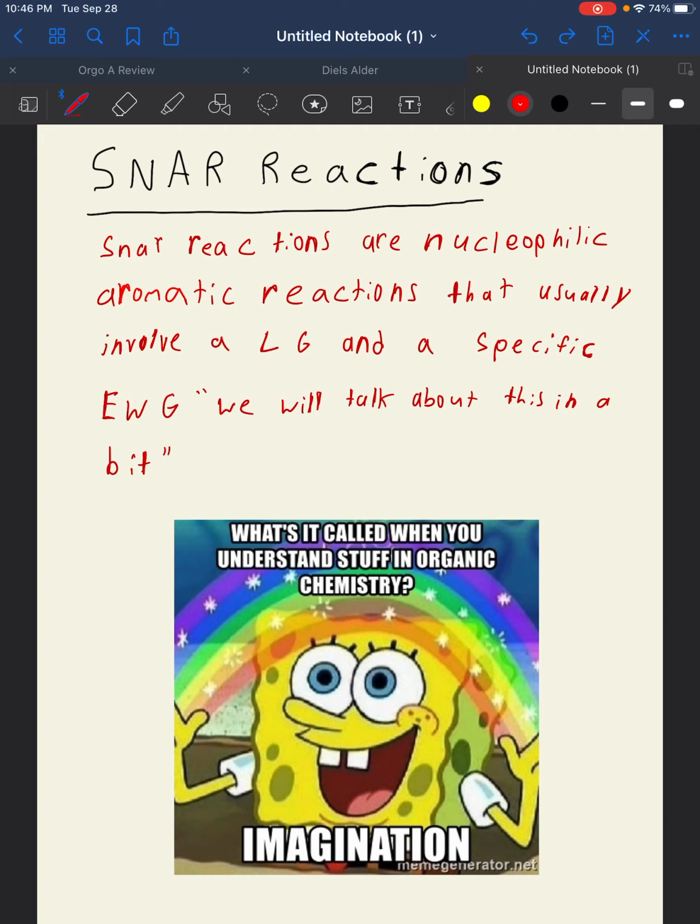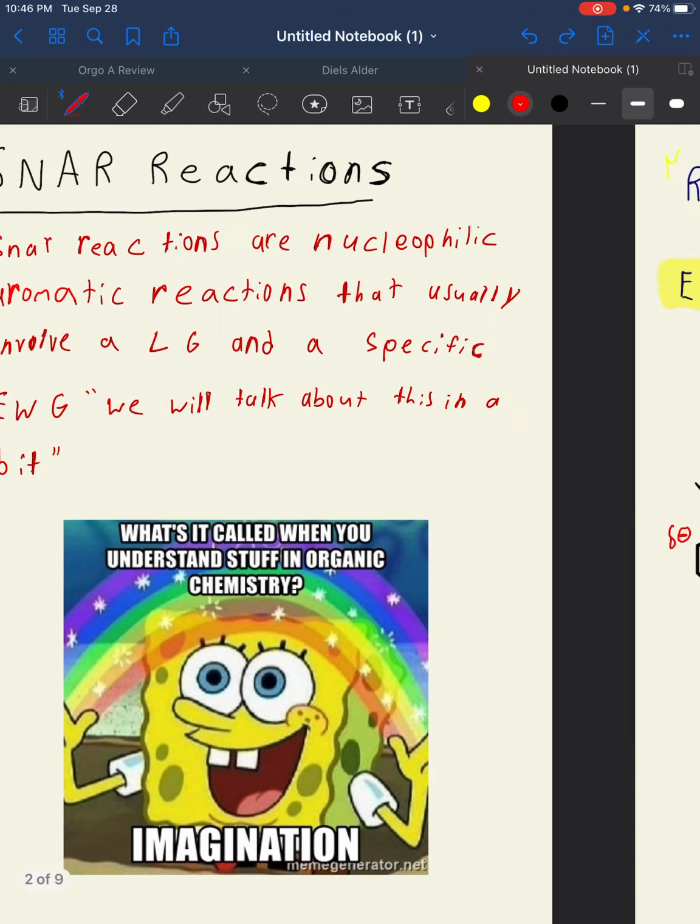But before we do that, I implemented a little meme to brighten everyone's day, and it says, what's it called when you understand stuff in organic chemistry? Well, that, my friends, is called imagination.